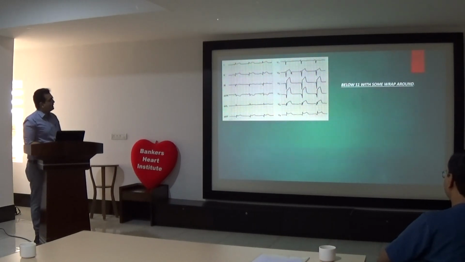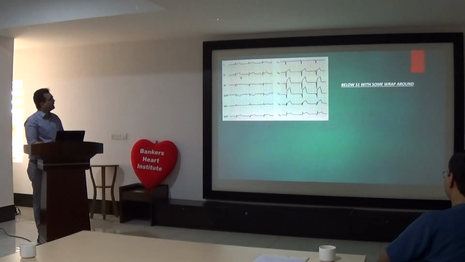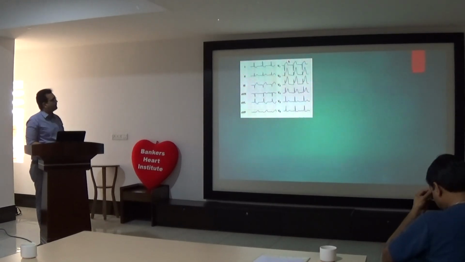In this ECG, there is ST elevation in leads V2, V3, V4, and I discussed this ECG previously, sorry. There is ST elevation in leads 2 as well as in lead 1, but there is no ST elevation in lead V1. So the lesion is below the septal branch, that is below S1. The lesion is between D1 and S1.